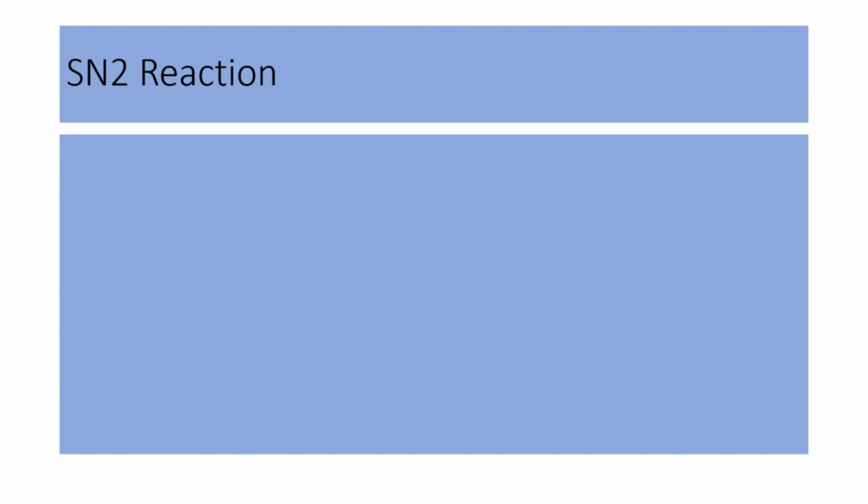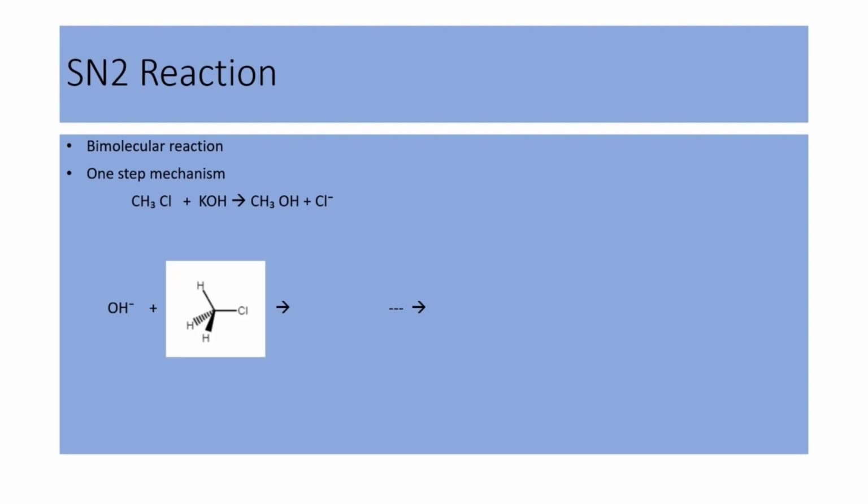SN2 reactions are bimolecular reactions with a one-step mechanism. That is, the reaction proceeds in one step. Example: CH3Cl plus KOH gives CH3OH plus Cl-. OH of KOH is a stronger nucleophile and attacks CH3Cl from the backside. At the same time, the leaving group Cl leaves.